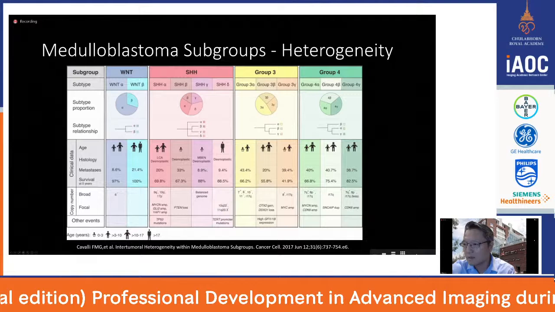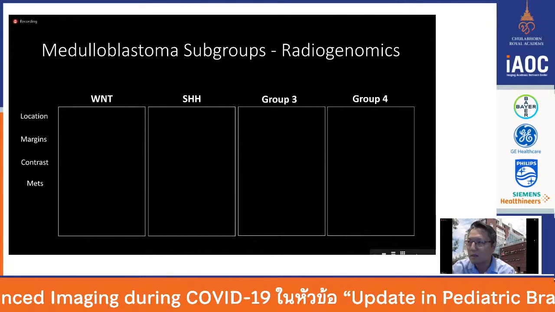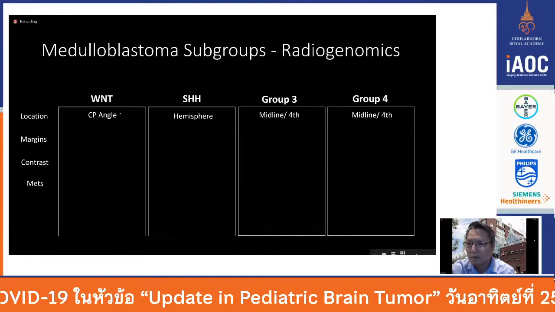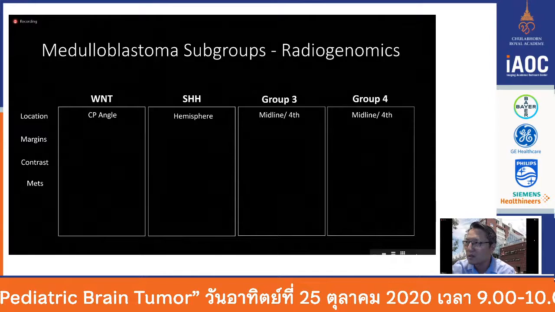Okay, so let's talk about radiogenomics, right? Because we're radiologists, we want to see how we can subclassify these groups based on what we find. So the location: WNT tends to be in the CP angle. Although I did show you this case that we had that was midline, so it's not 100%. The one paper that describes this has a small number of WNTs, because it's rare. It's 10% of all medulloblastomas. However, by literature, it is off midline, in the CP angle.